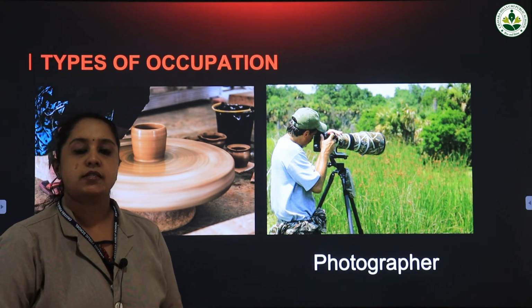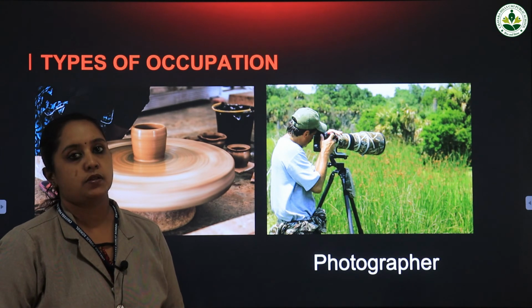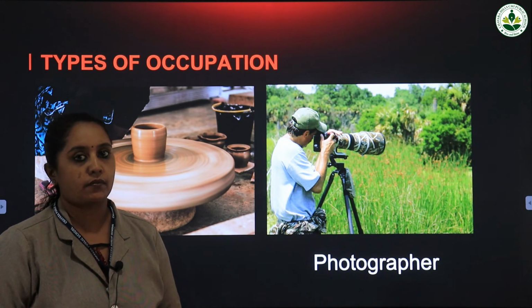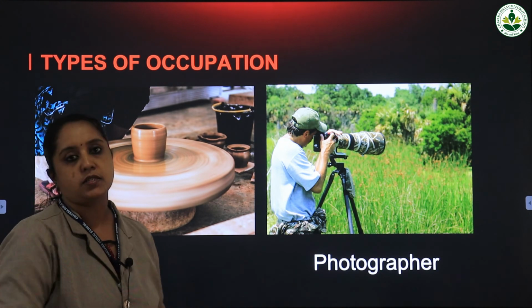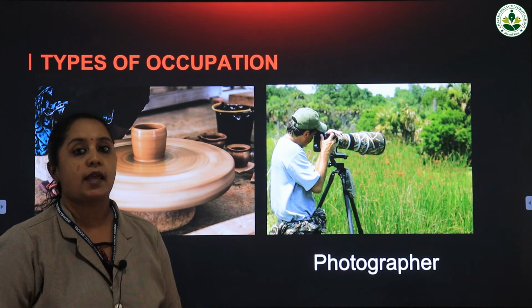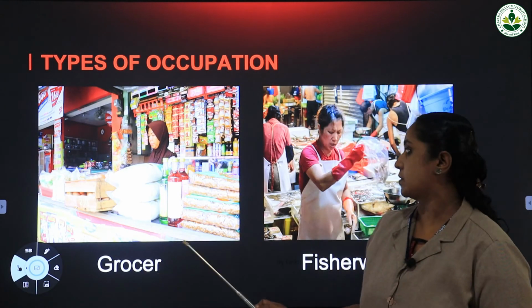So the person who takes photographs in studios is known as a photographer. So what is the duty of a photographer? A photographer takes photos. Now what is the device used by him? He uses a camera for taking photographs. Now you can see a grocery shop.